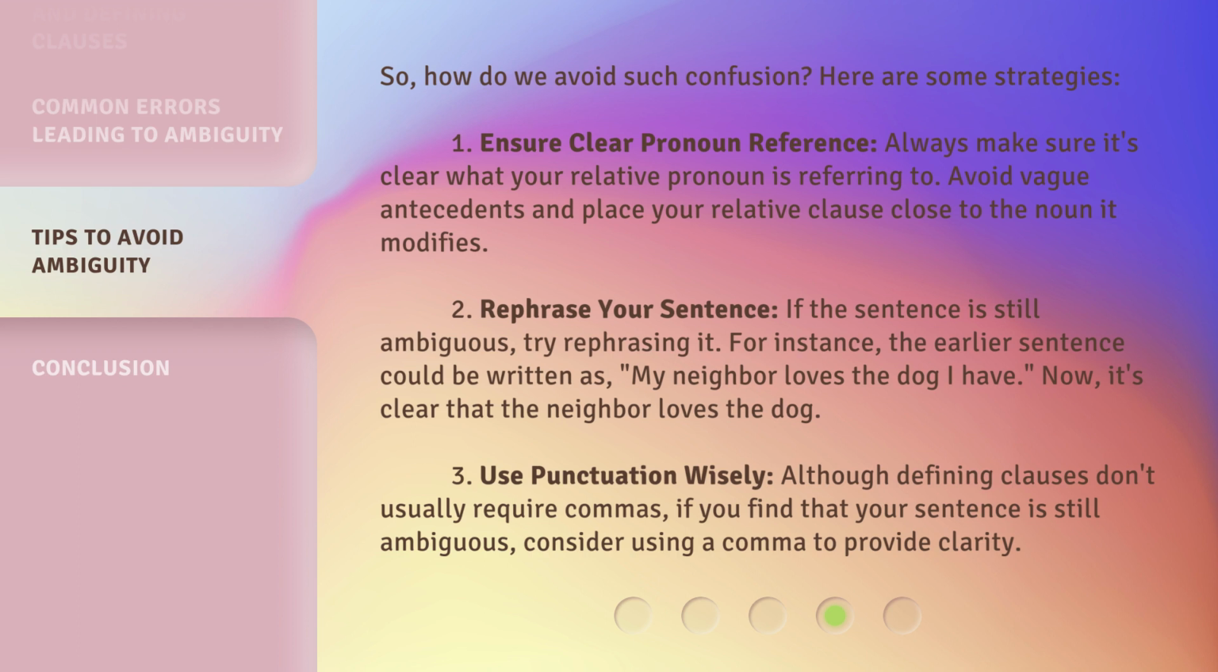2. Rephrase your sentence. If the sentence is still ambiguous, try rephrasing it. For instance, the earlier sentence could be written as, my neighbor loves the dog I have. Now, it's clear that the neighbor loves the dog. 3. Use punctuation wisely. Although defining clauses don't usually require commas, if you find that your sentence is still ambiguous, consider using a comma to provide clarity.